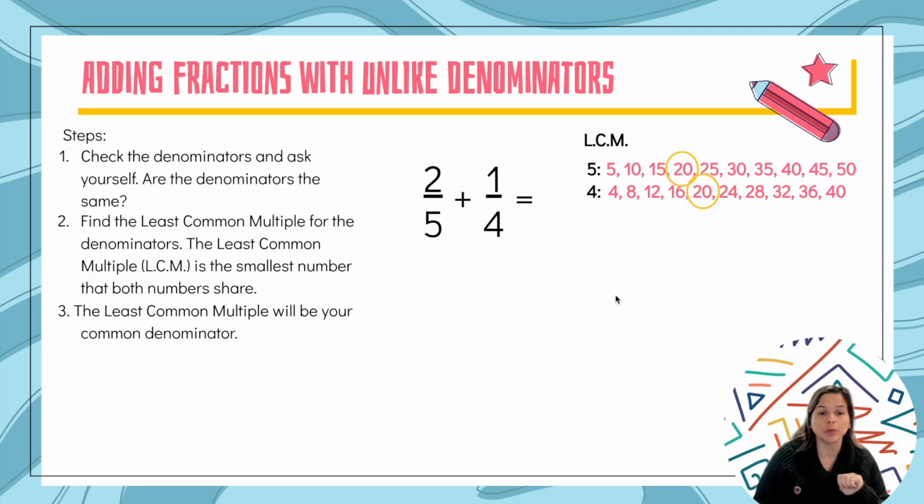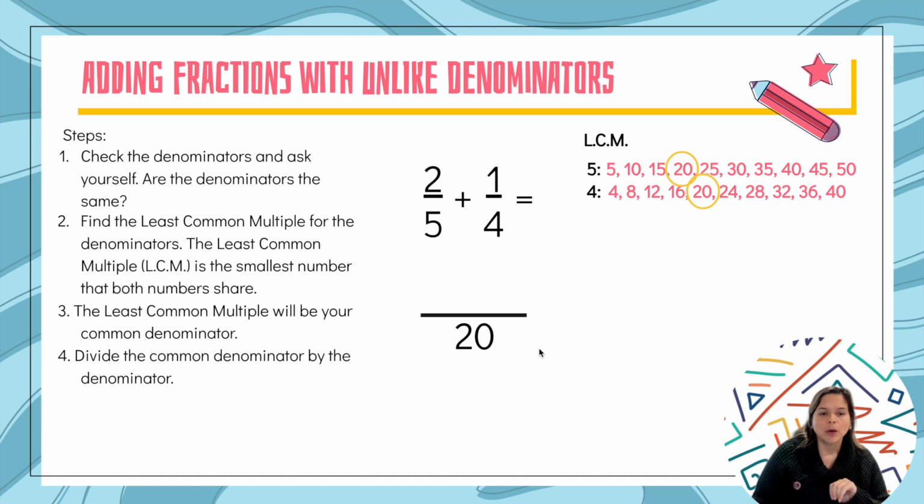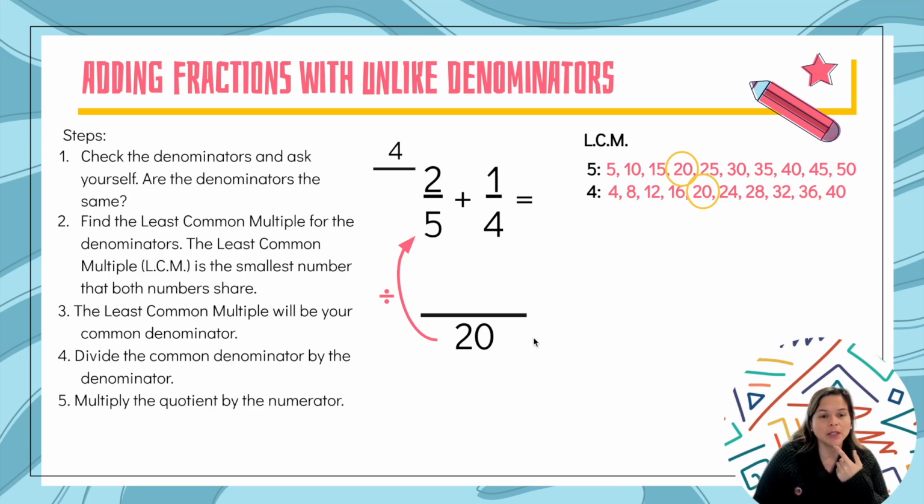The least common multiple is now going to be used as our common denominator. So I'm going to draw the line here. So that's going to be our denominator. Now step number 4. We're going to divide the common denominator by the denominator. So in this case, we're going to divide 20 divided by 5 is equals to 4. Excellent. Now, what do we do with that number? What we do is we are going to multiply the quotient, the answer for your division, by the numerator. So 4 times 2 is equals to 8.